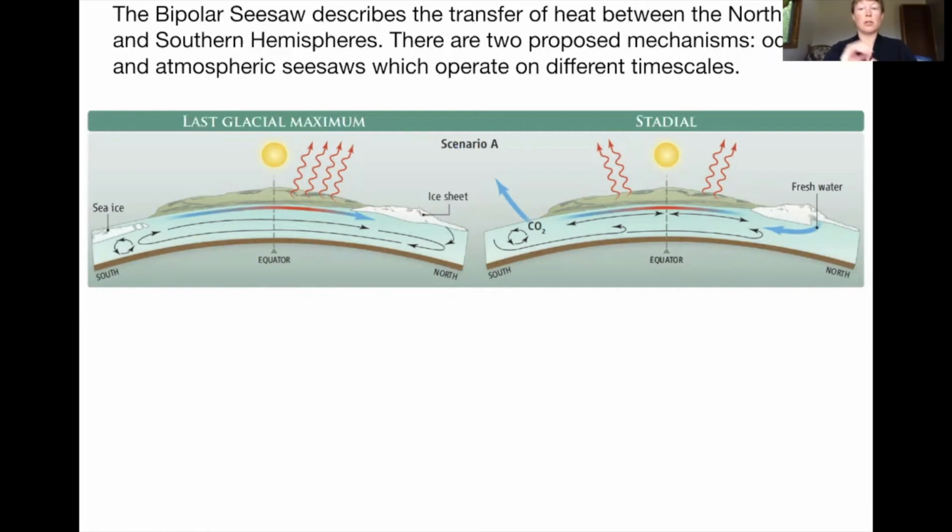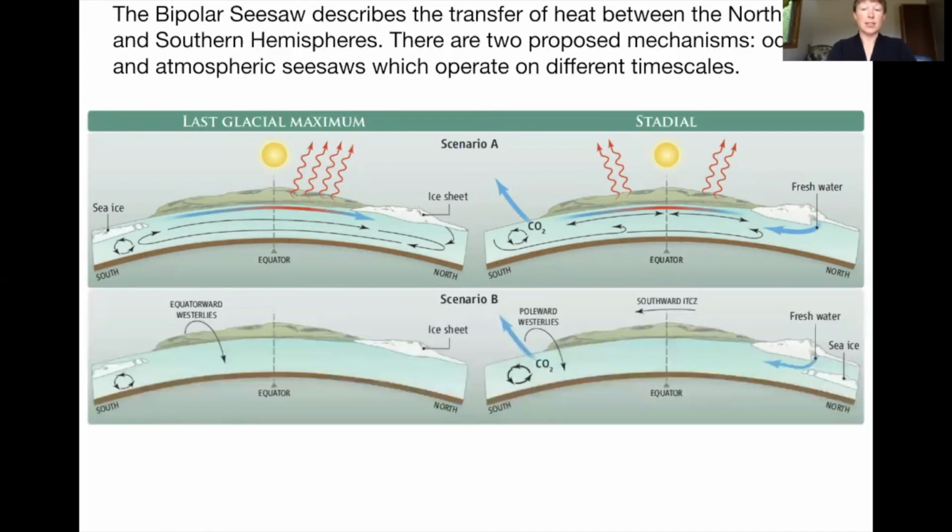So release of fresh water in the north slows down or stops thermohaline circulation, heat gets shifted to the southern hemisphere and drives Antarctic temperatures up, which we saw in our last slide. And then there's a second mechanism. Scenario B is showing us what would happen in the atmosphere. And inherent in this is the idea that the atmosphere can respond more quickly than the ocean.